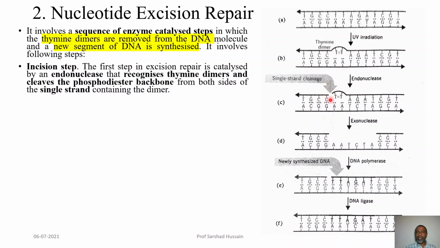Now, you can recognize the phosphodiester bond, that means the bond between the sugar and the phosphate group of this DNA strand, on both sides of this thymine dimer. After having this break on both sides of the thymine dimer part, the exonuclease property of the enzyme will then remove this part, and then the DNA polymerase will resynthesize this part by using the other strand as a template.